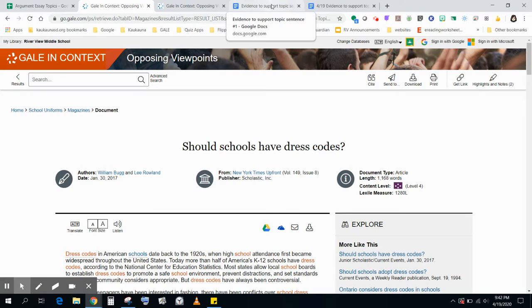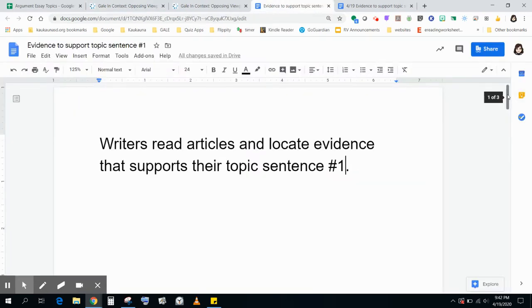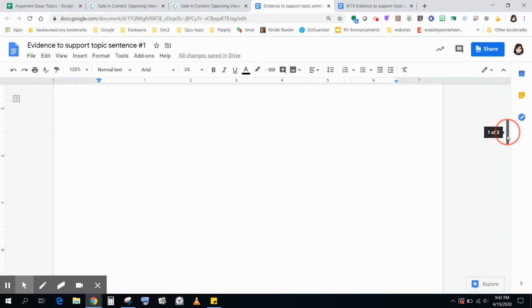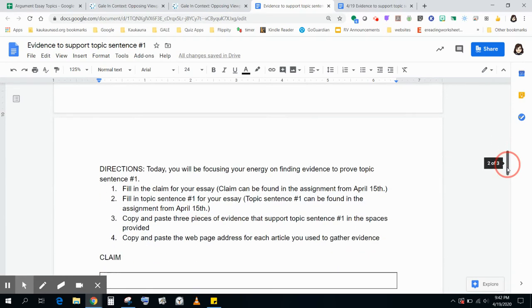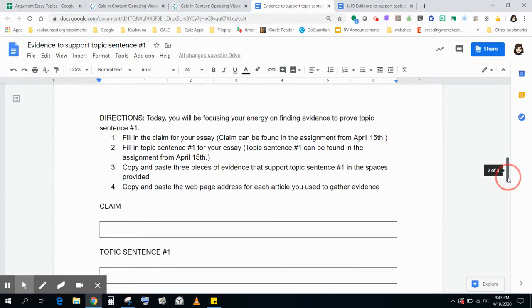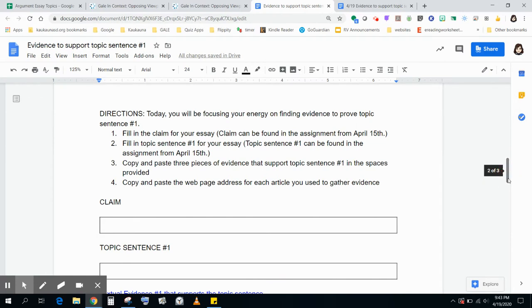The assignment document looks like this. Today's lesson directions: today you will be focusing your energy on finding evidence to prove topic sentence number one. One, fill in the claim for your essay. The claim can be found in the assignment from April 15th, and my claim is school uniforms are ineffective.